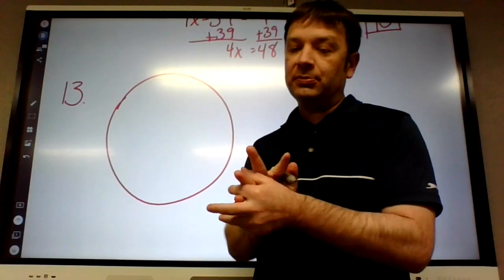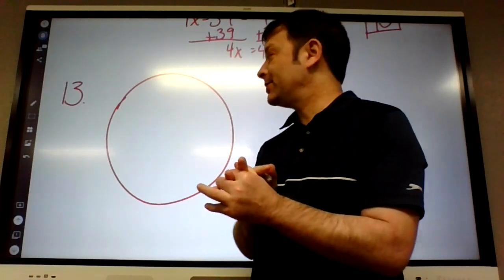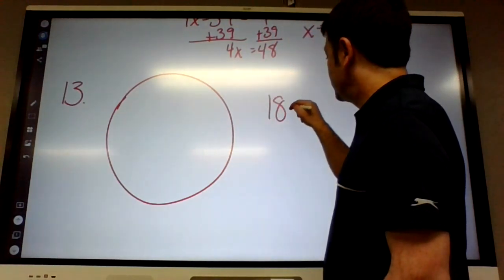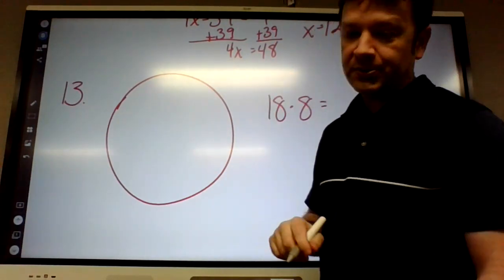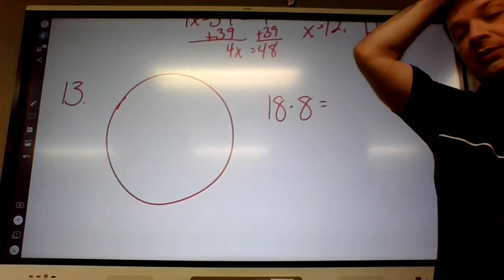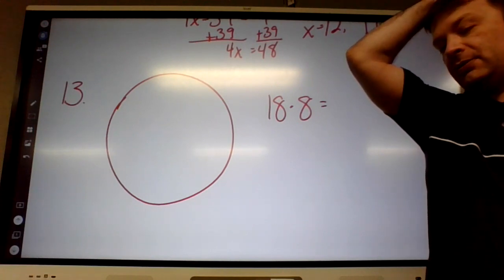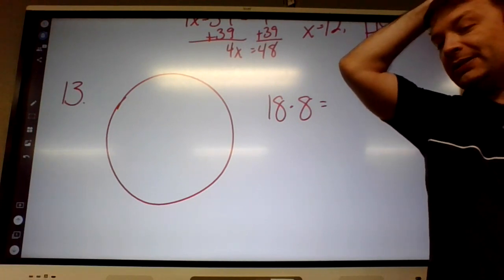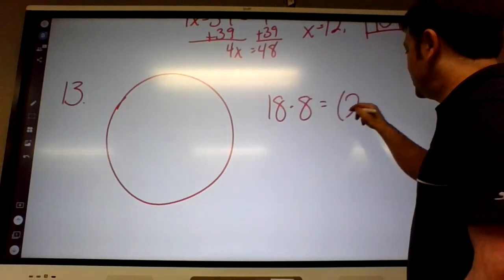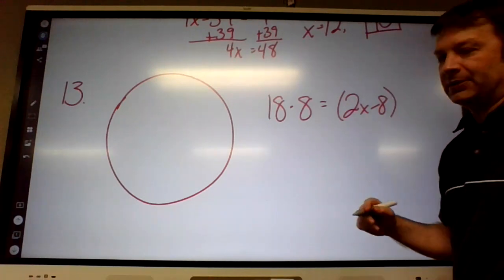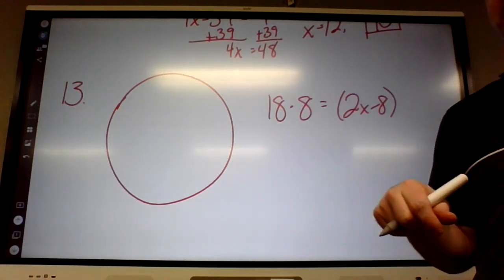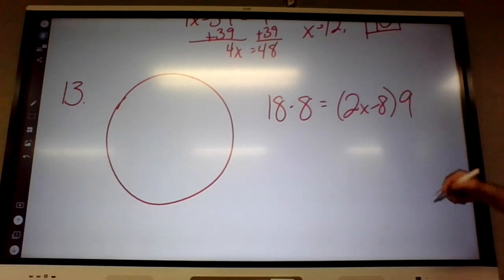Okay, 13, we're getting close. So on the left side, what's the whole thing? 18 times the outside 8 equals the whole thing on the right. 9 plus 2x minus 17. Negative 17 plus 9 is negative 8, so 2x minus 8 is the whole thing. And then 9 is the outside part.